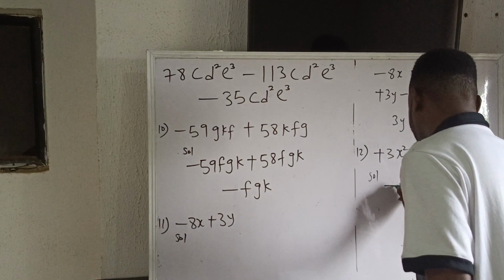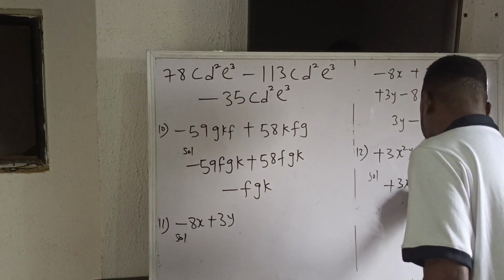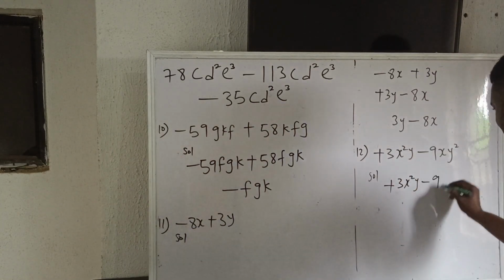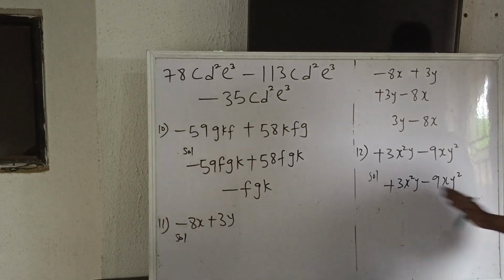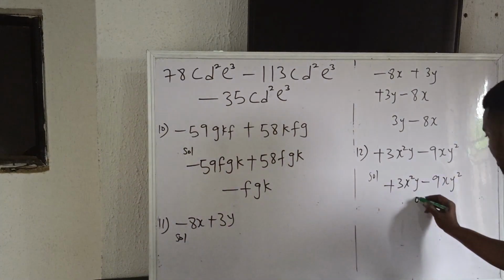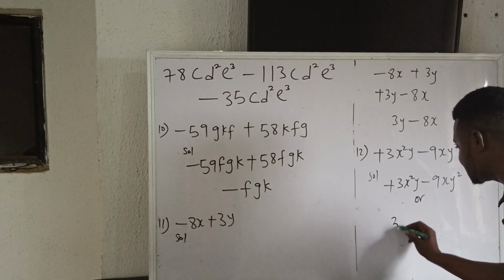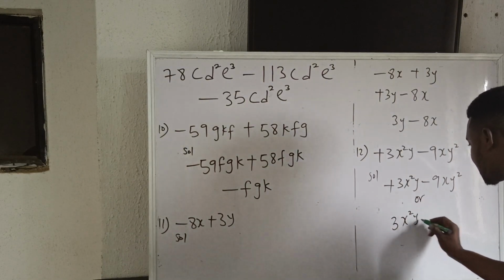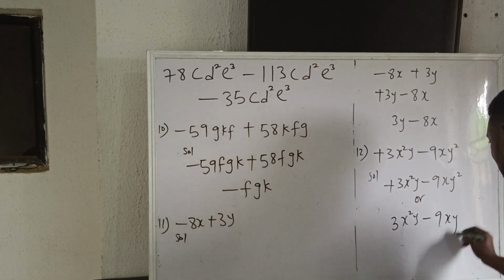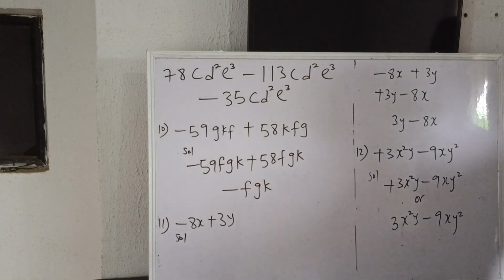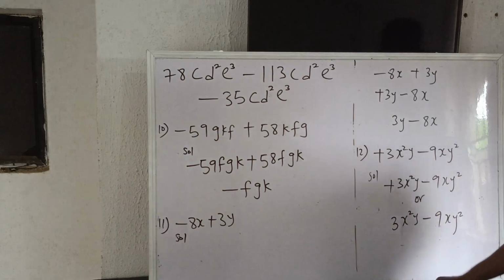So now my final answer is plus 3x squared y minus 9xy squared. So this should be our final answer, or I can just remove the plus and write it as 3x squared y minus 9xy squared. So this is how you get your answers. Are you getting that now? So that means let's look at the next example.